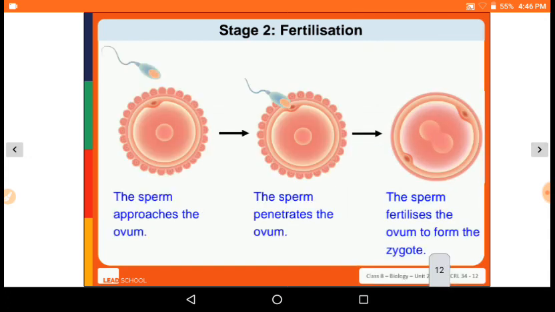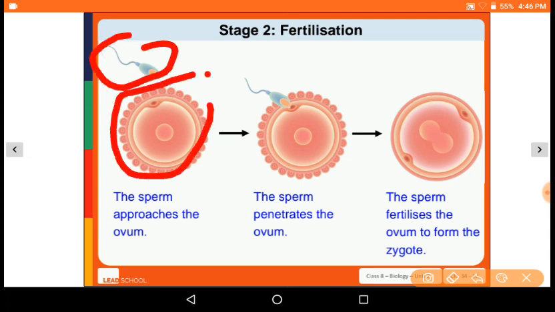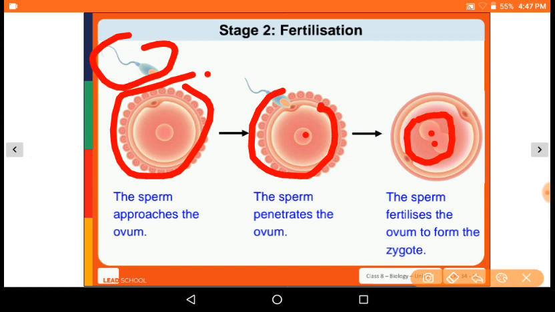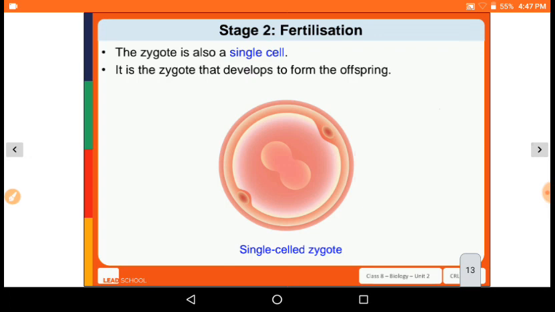So the sperm approach the ovum, then the sperm enter the ovum, then the sperm fertilize the ovum to form the zygote. Here in the figure you can see this sperm entering the ovum, and after it enters, the zygote is formed. So it is called fertilization. The zygote is also a single cell, and it is the zygote that develops into the offspring.